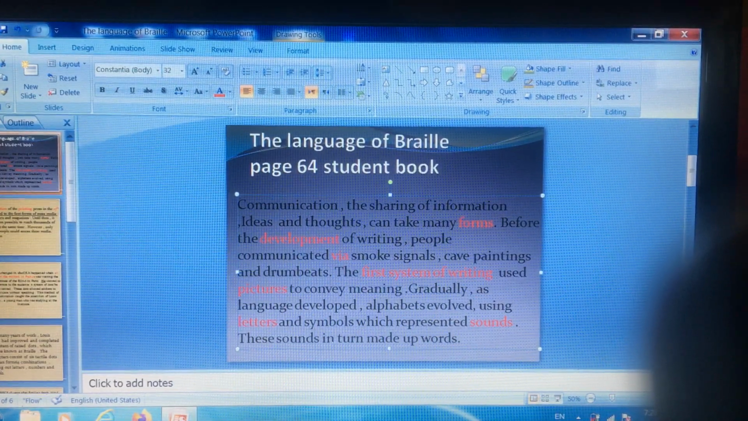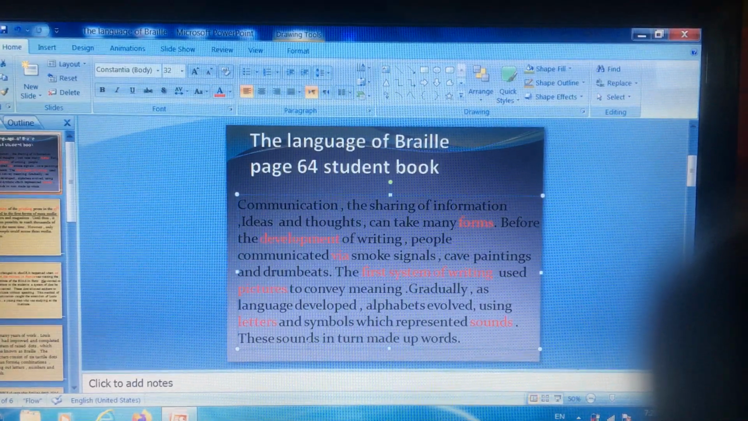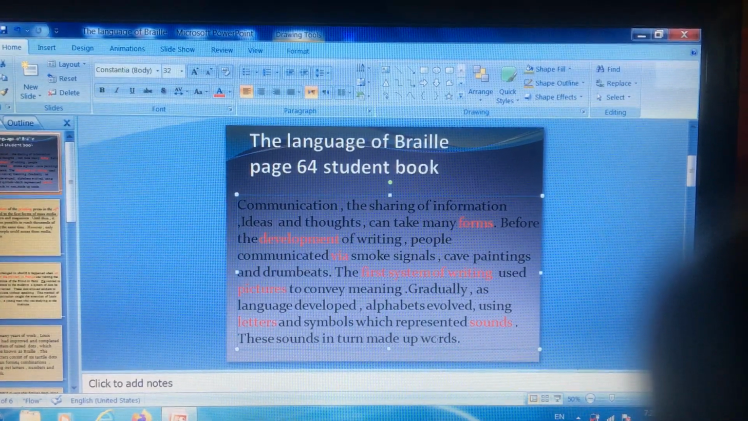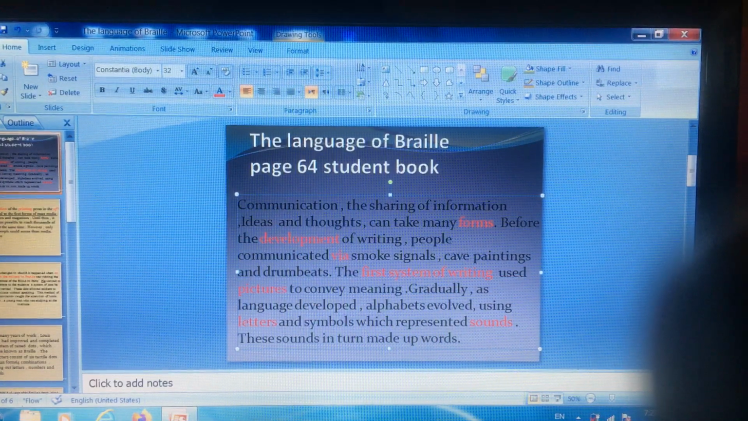These sounds in turn made up words. هذه الأصوات عملت لنا كلمات وبالتالي sentences وبالتالي كتابة كاملة.